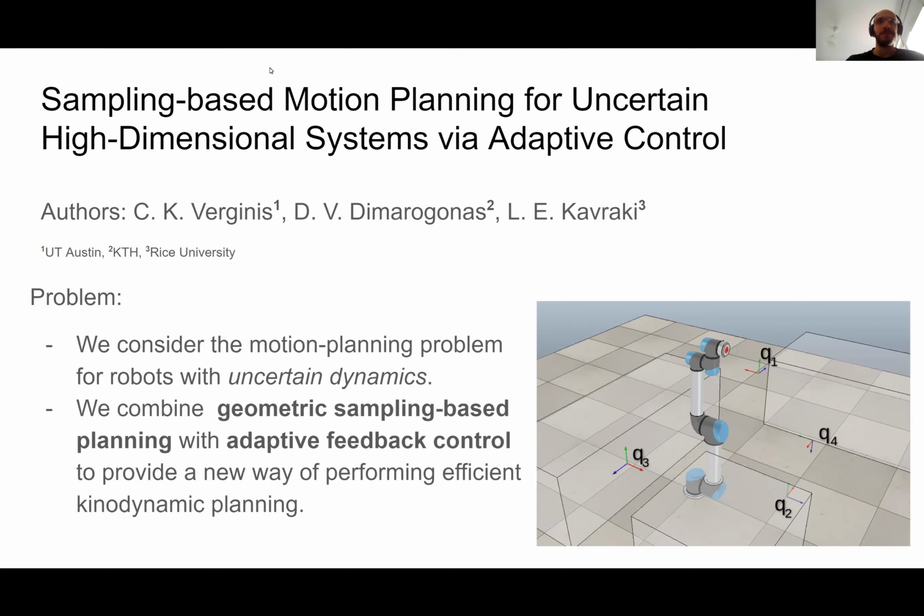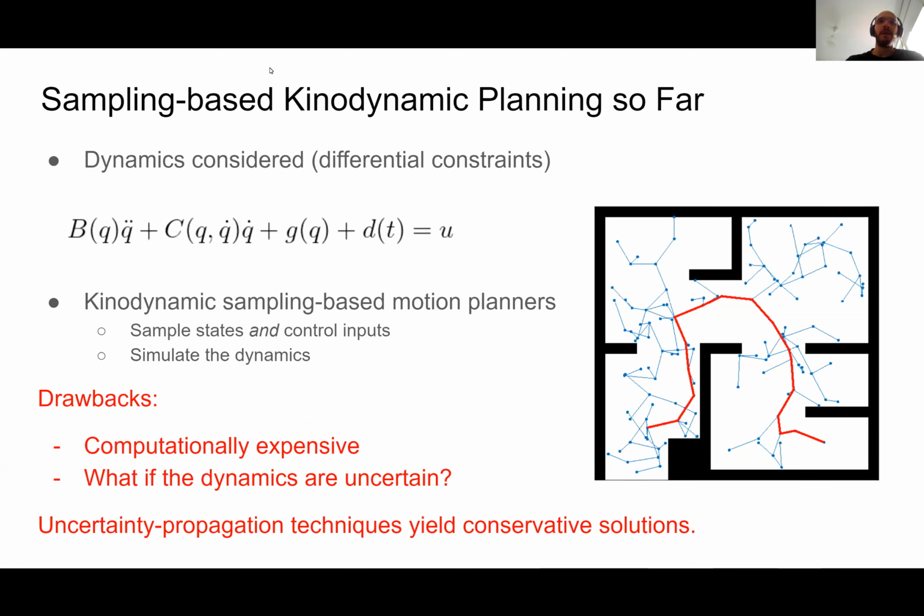Next slide, please. So the dynamics we consider here are standard Lagrangian dynamics as shown here. And common kinodynamic algorithms try to build a roadmap, a safe roadmap as shown on the right, by sampling states and control inputs and by simulating forward the dynamic equations. This could be inefficient, computationally expensive, and of course, it might be problematic if the dynamics are uncertain. So standard algorithms propagate the uncertainty in order to deal with this, but this might lead to conservative solutions.